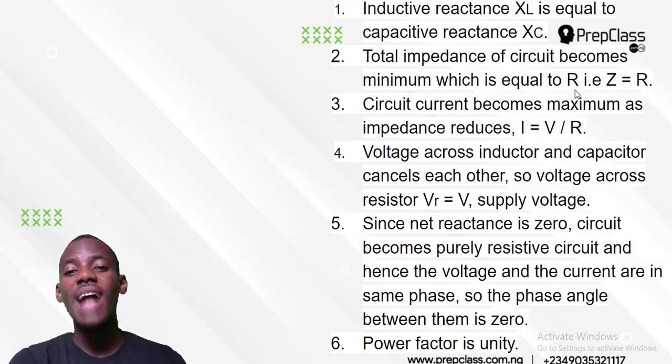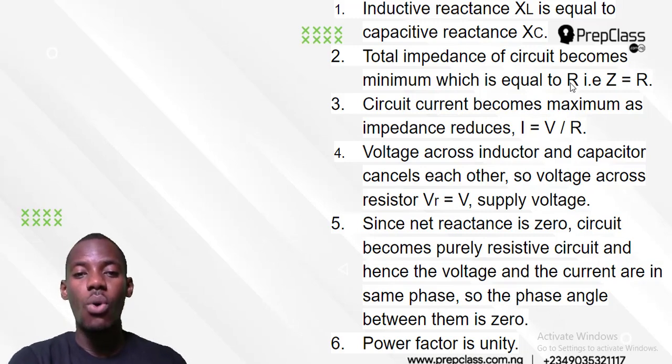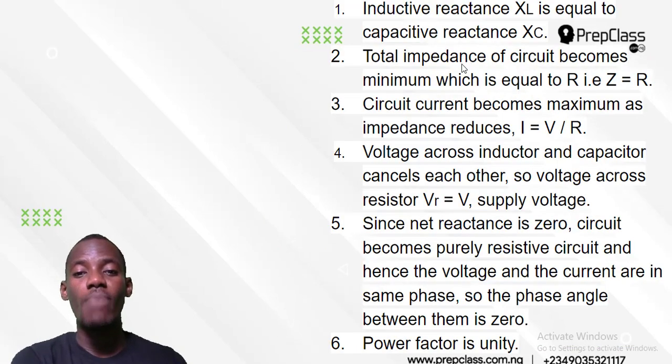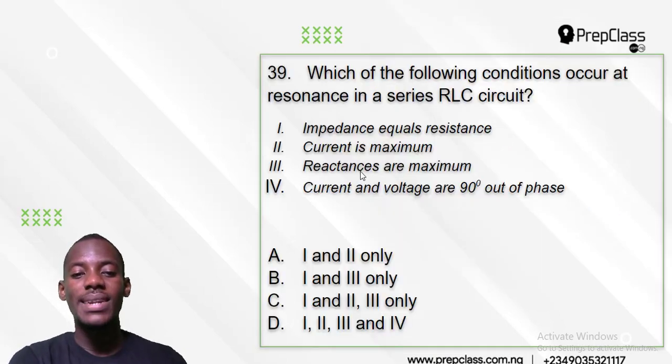So they are actually equal. That makes option 1 correct. Impedance equals resistance. It is very correct, and that is shown by the second option. Total impedance of the circuit becomes minimum, which is equal to resistance. So Z, which is impedance, equals resistance, and that makes that correct. Then circuit current becomes maximum, as impedance is reduced. So current becomes maximum, and that is also correct. So 1 and 2 are correct.